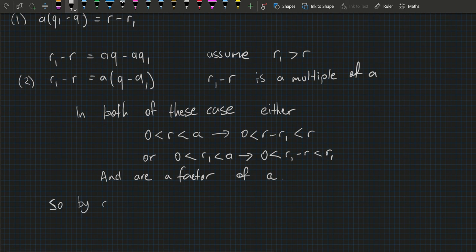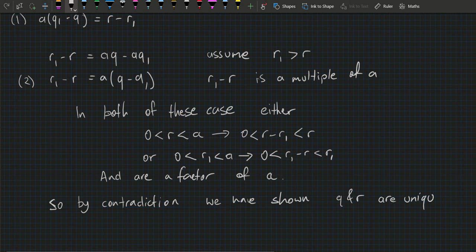By contradiction, we have shown Q and R are unique. Voila! Welcome to your first contradiction, proof by contradiction.